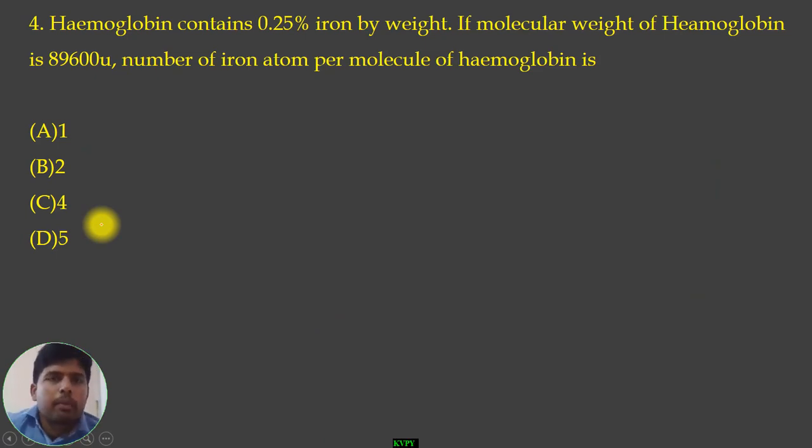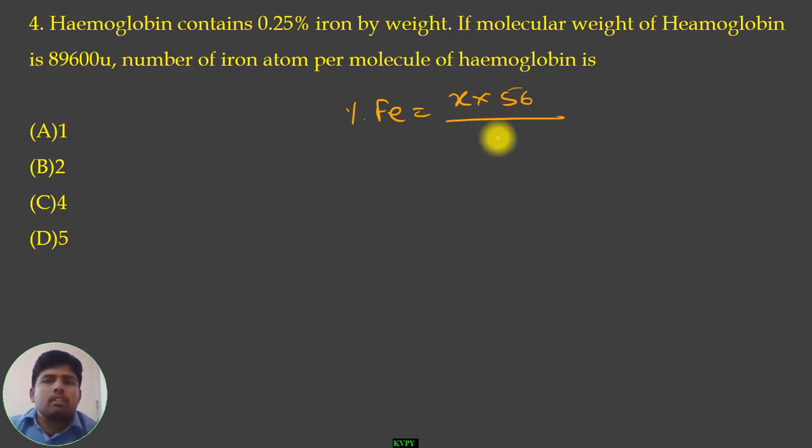Hemoglobin contains 0.25% iron by weight. If molecular weight of hemoglobin is 89,600 u, the number of iron atoms per molecule of hemoglobin is very simple, based on percentage composition. So percentage of Fe is equal to X into 56 divided by molar mass of hemoglobin, because 56 is the atomic mass of Fe.